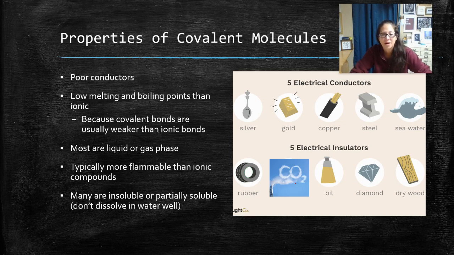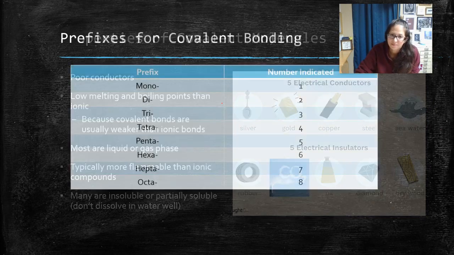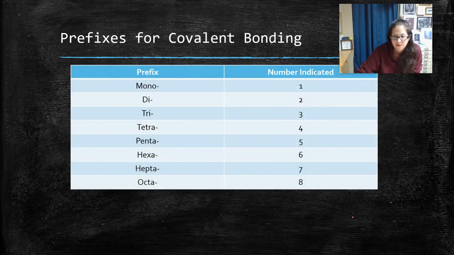Rubber, carbon dioxide, oil, diamond, which is all made up of carbon, a non-metal, and dry wood, which is mostly made up of organic material like carbon and oxygen. And so these would not be good conductors. So if you notice, insulators tend to be covalent, and things that conduct are either metals or salts that are dissolved in water. These are important prefixes that you need to memorize. So go ahead and pause the video and record these.